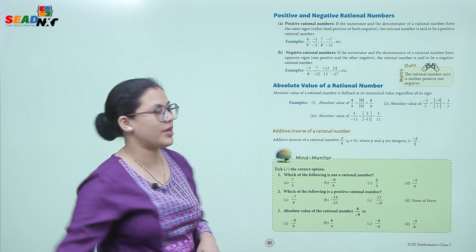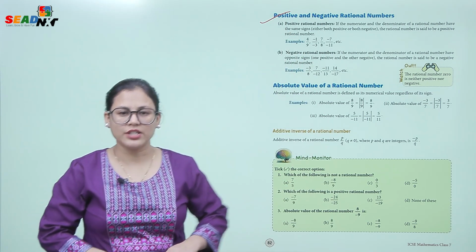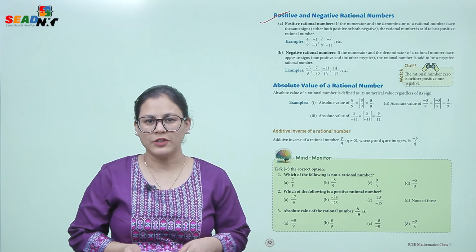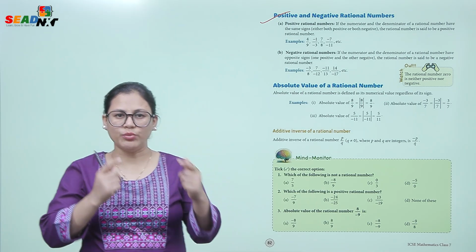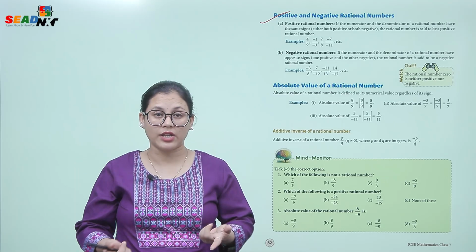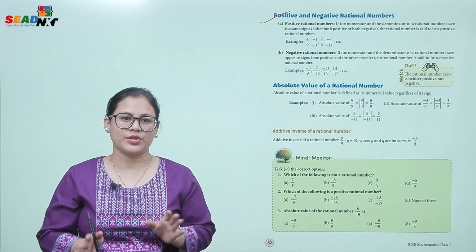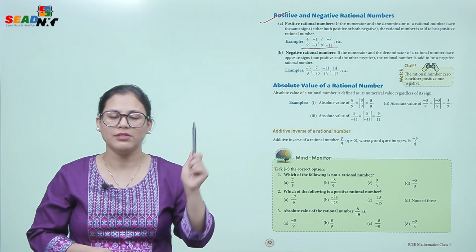Positive and negative rational numbers. Positive rational numbers: if the numerator and the denominator of a rational number have the same signs, either both positive or both negative, the rational number is said to be a positive rational number. Means कोई भी rational number इसके numerator and denominator में same sign है, चाहे दोनों positive हो, चाहे दोनों negative हो, that is a positive rational number. Okay. For examples, all these are positive rational numbers.